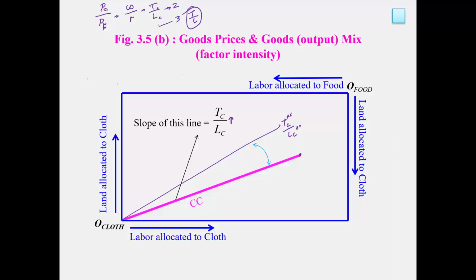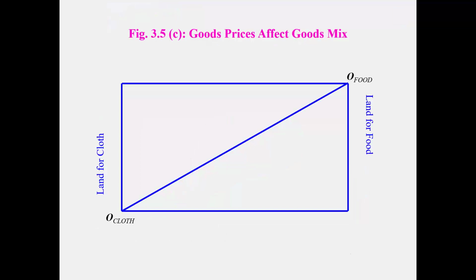A change in the land by labor ratio is going to be shown by a shift in these lines. If there's an increase in land by labor ratio, this line moves towards the land axis. If it becomes less land intensive and more labor intensive, it's going to move towards the labor axis. Same thing for the food sector as well. So let's look at one such example. Suppose this was our cloth line. This is the T by L ratio that is used in the cloth sector.